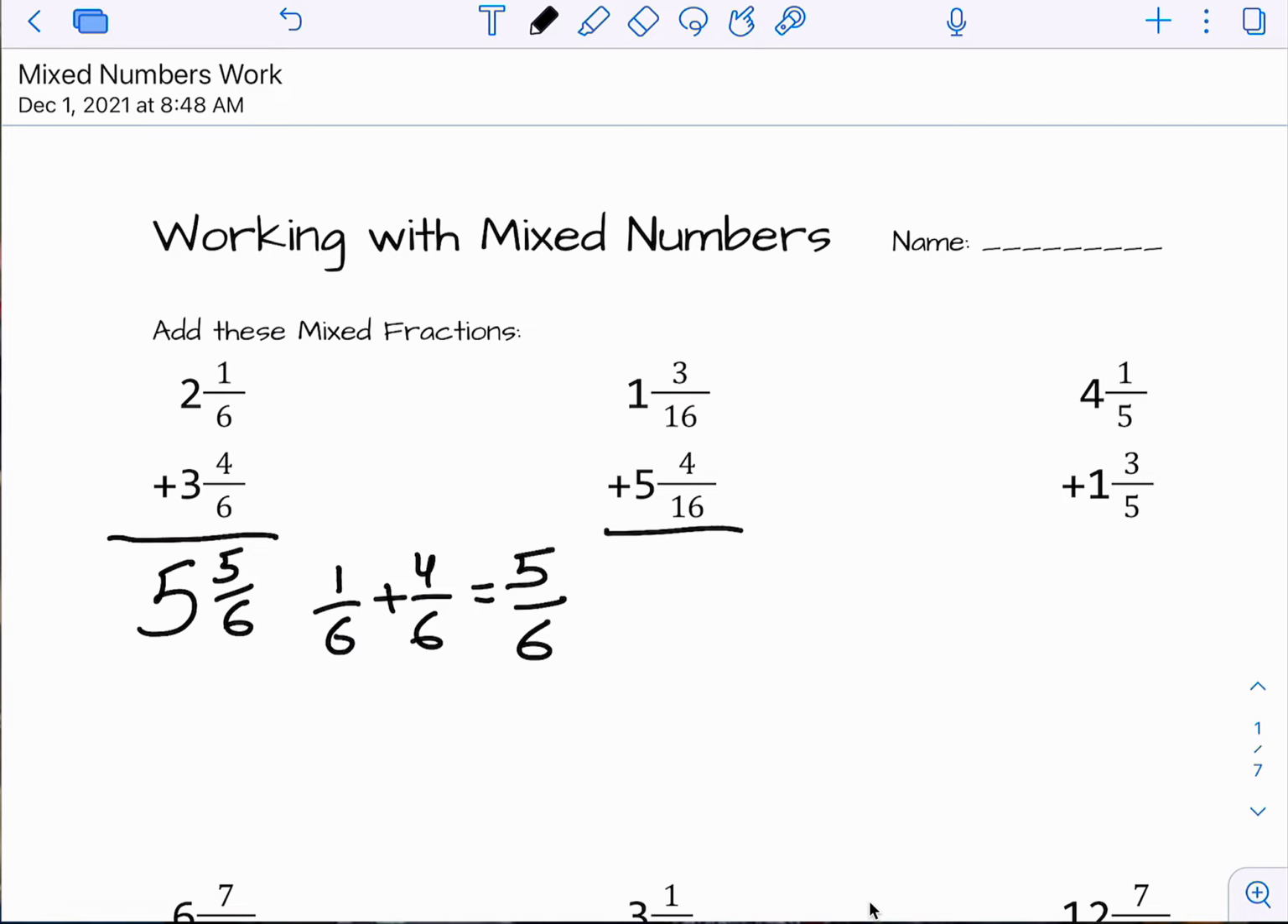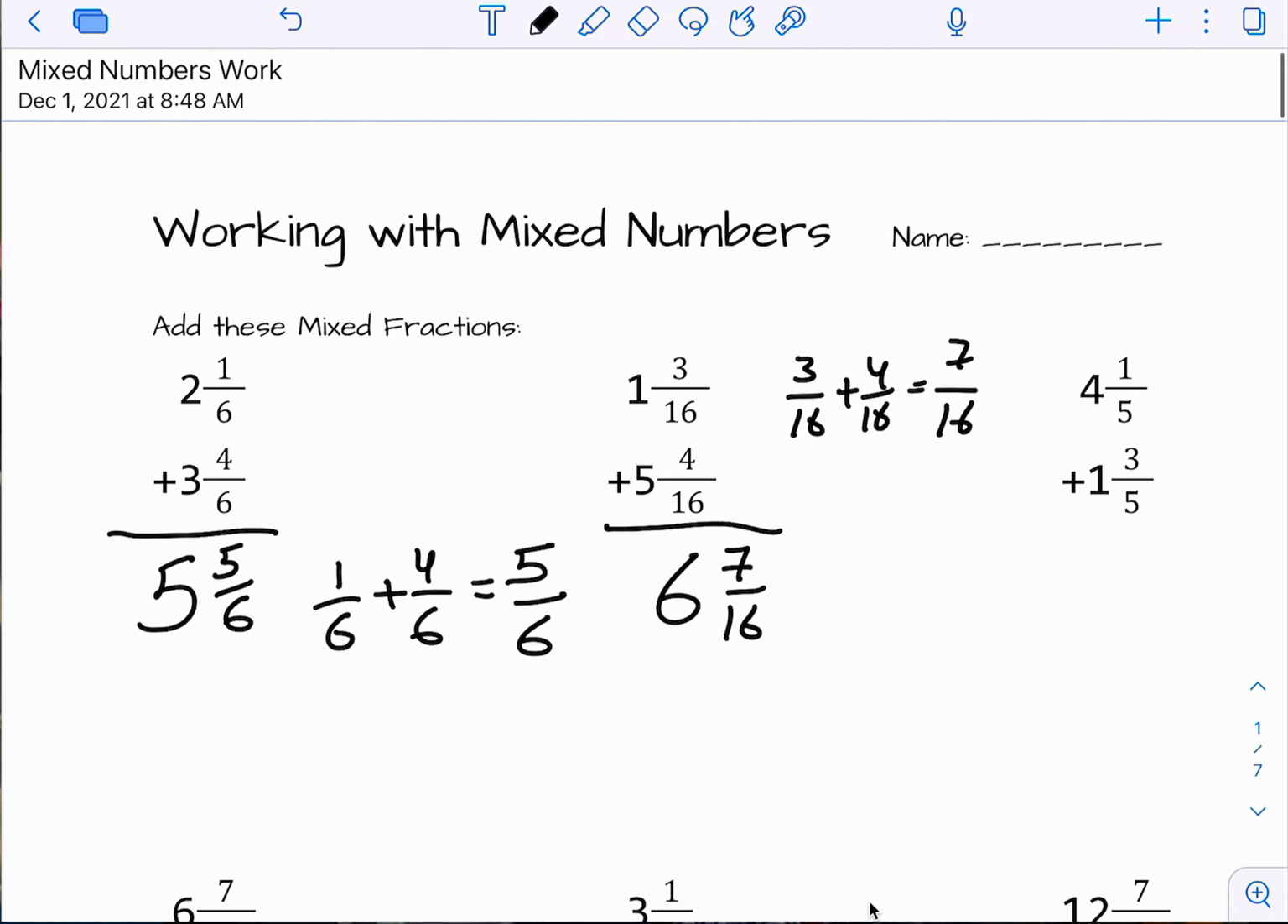Okay, another one here's sixteenths. So again, I have 3 sixteenths plus 4 sixteenths, which is adding only the numerators or the parts, 7 sixteenths. So 7 sixteenths is my fraction answer. 5 plus 1 is 6.